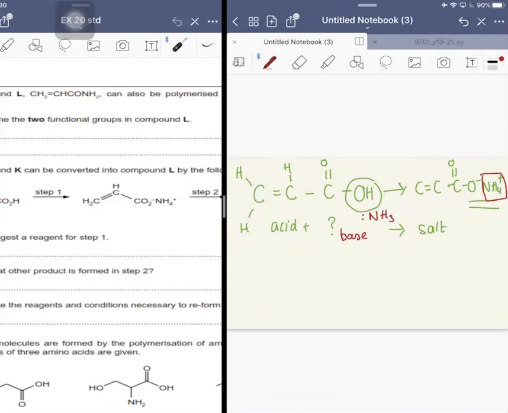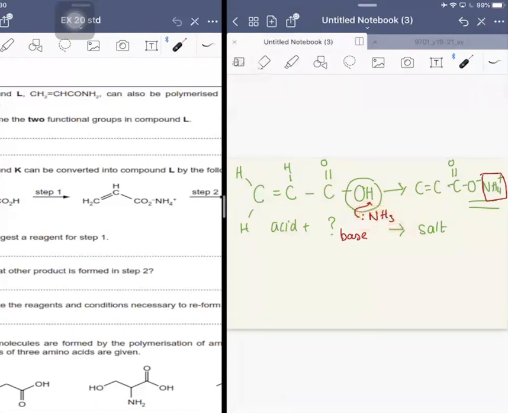So what happens, the lone pair of the nitrogen in ammonia will pick up the hydrogen H plus ions from your COOH. That leaves your COOH to become COO minus, and now your NH3 becomes NH4 plus because it has gained 1 hydrogen ion. So the reagent for step 1 is basically just your NH3.